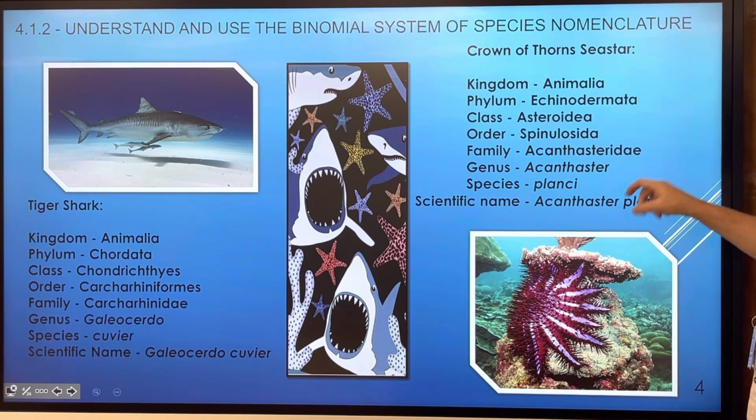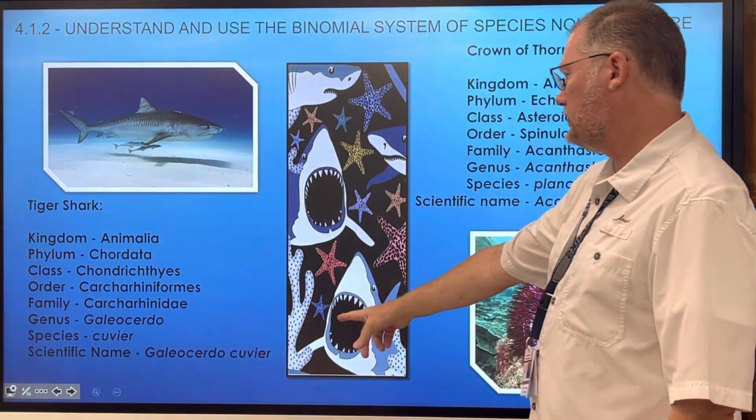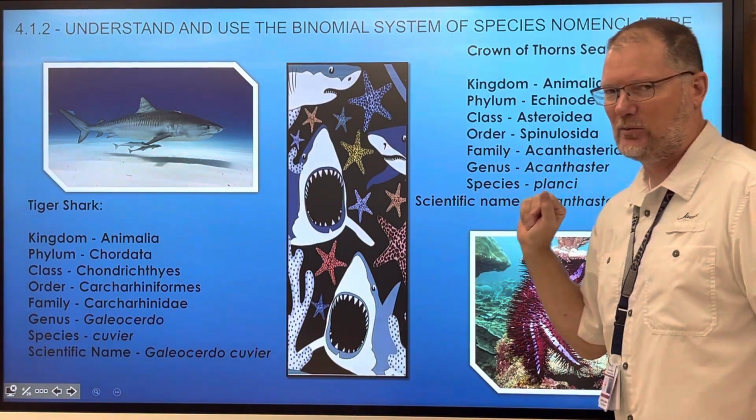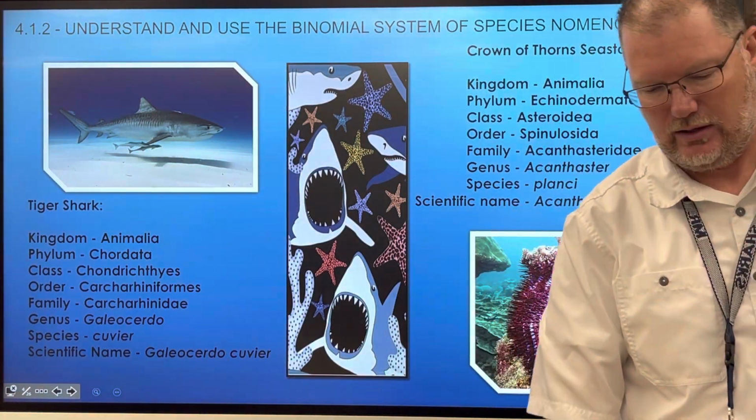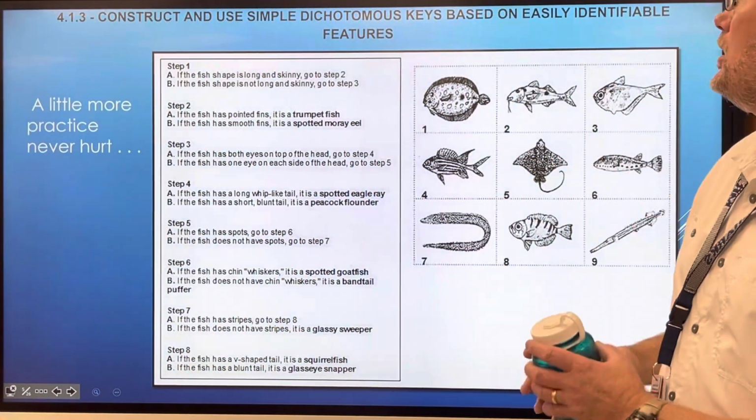And so, Acanthaster planci and Galeocerdo cuvier. All right, so yeah, some of the scientific names are not easy to say. Don't worry if you can't say some of them. Well, you can say them just with practice.